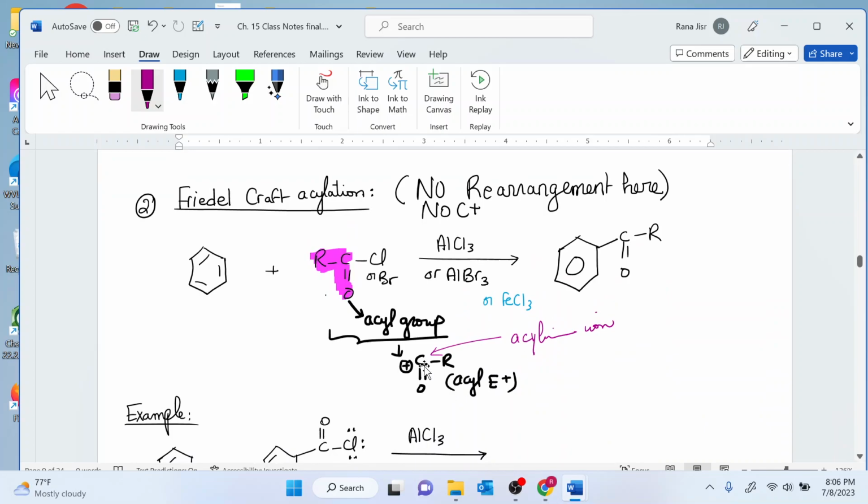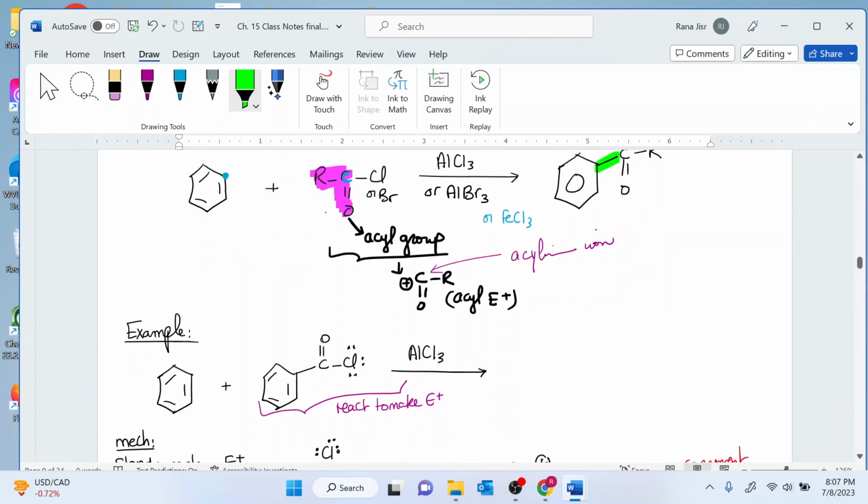So you can see there is no direct carbocation that is formed. It's just the positive charge on the carbonyl. This means that in this reaction, there is no rearrangement. Whatever I start with, I end up with. So here I am creating a bond between the carbon of the benzene and the carbon of the carbonyl. And this is the new bond that I am making in there. This reaction is more favorable than the Friedel-Crafts alkylation because there is no rearrangement in this one.